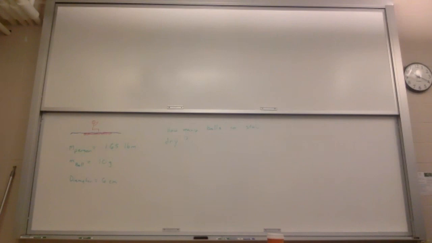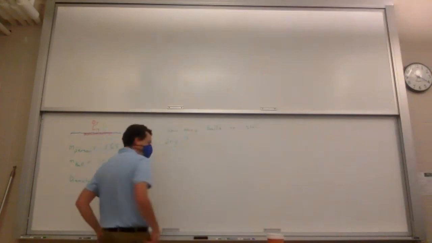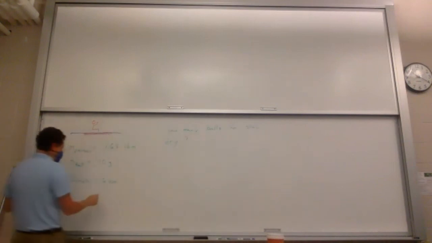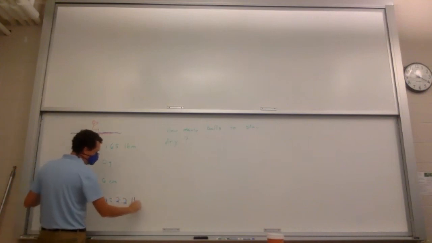That's a 3.3? No, that's a 2.2. 3.3 is the conversion from meters per second to feet per second, roughly. So 1 kilogram of mass equals 2.2 pounds of mass. Remember that. 1 kilogram equals 2.2 lbm.